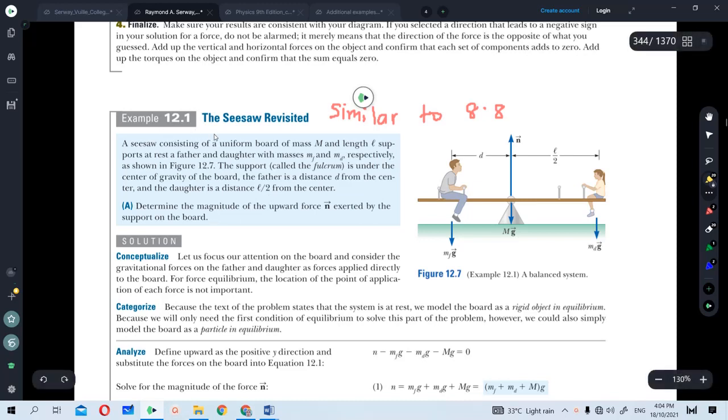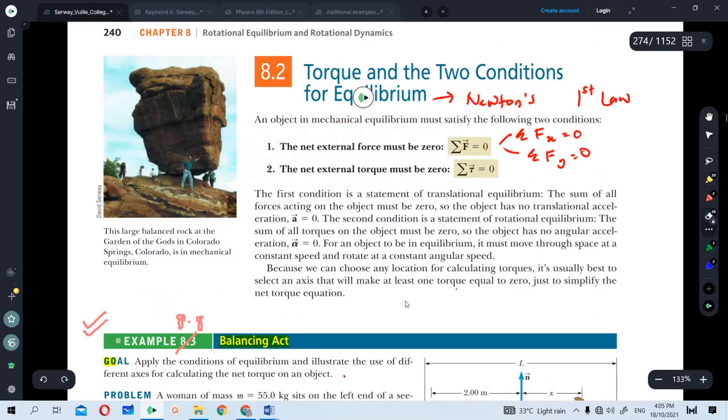Now, for example 12.1, we are going to look at example 8.8 because they are the same, with numbers. Let's now turn to example 8.8. Before we look at the example, bear in mind the conditions that we are going to use: number 1, the net force should be equivalent to 0, whereby we must consider it in different dimensions separately. And the third one is that the net torque would be equivalent to 0.